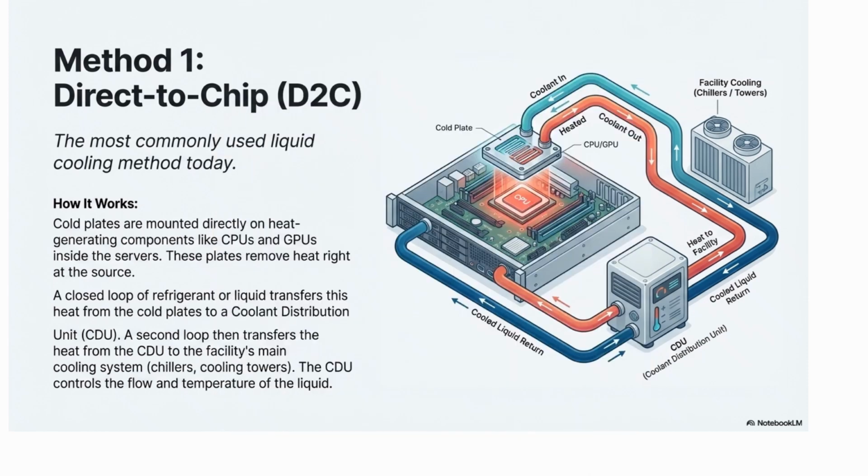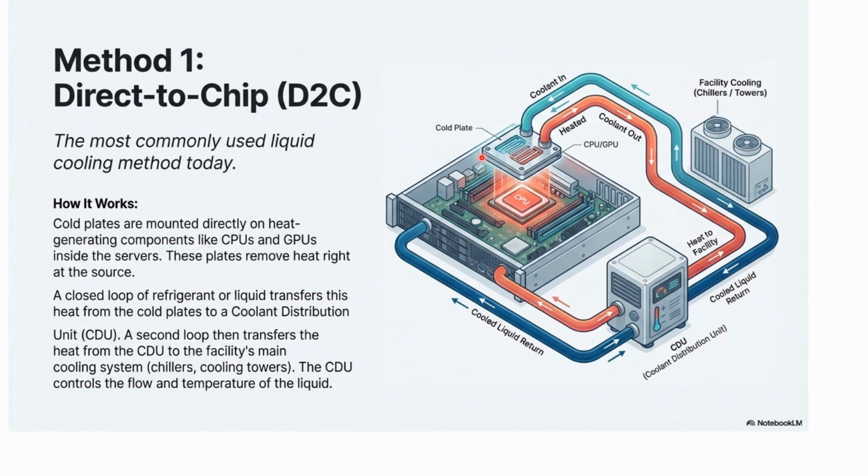So let's start with the method that's really leading the market right now. Direct-to-chip cooling. DTC. You could call this the precision strike of the cooling world. DTC is the most widely adopted method, and that's because it integrates pretty easily into data centers that are already built for air cooling. The philosophy is surgical. Don't cool the whole room. Don't even cool the whole server. Just cool the handful of components that are generating 80% of the heat.